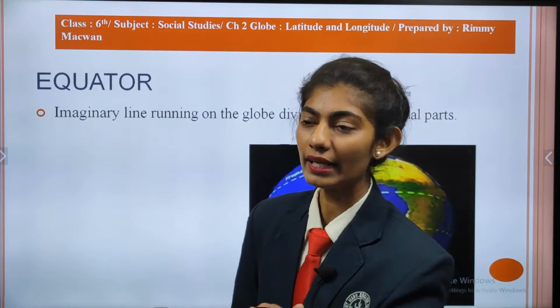Important parallels of latitudes. Now there are four important parallels of latitudes: Tropic of Cancer, 23½ degrees north, in the northern hemisphere; Tropic of Capricorn, 23½ degrees south, in the southern hemisphere; Arctic Circle, 66½ degrees north, in the northern hemisphere; and Antarctic Circle, 66½ degrees south, in the southern hemisphere.